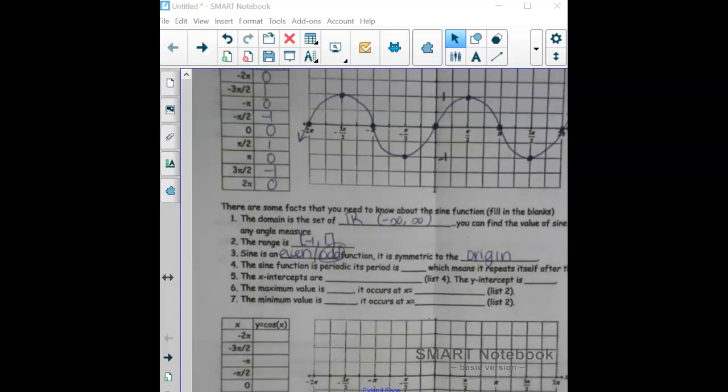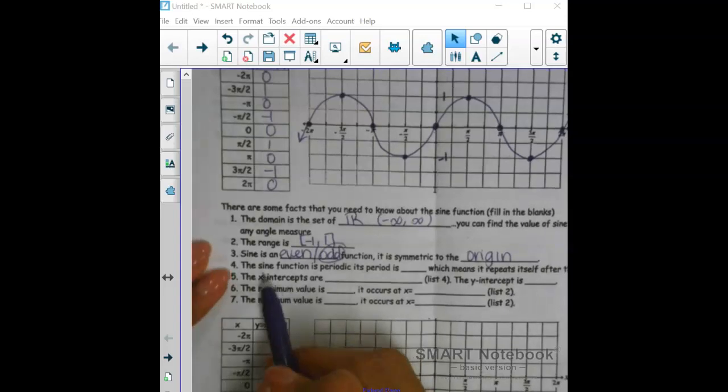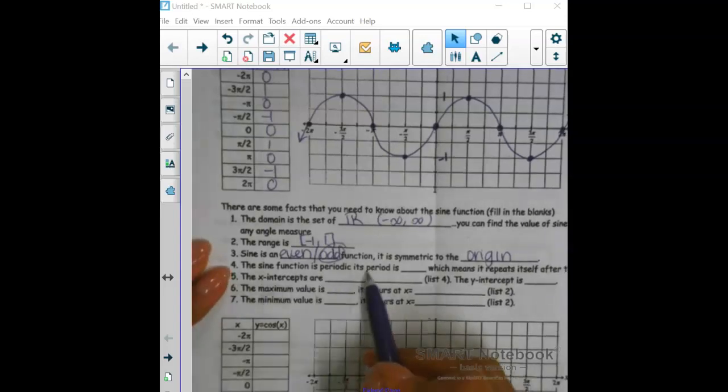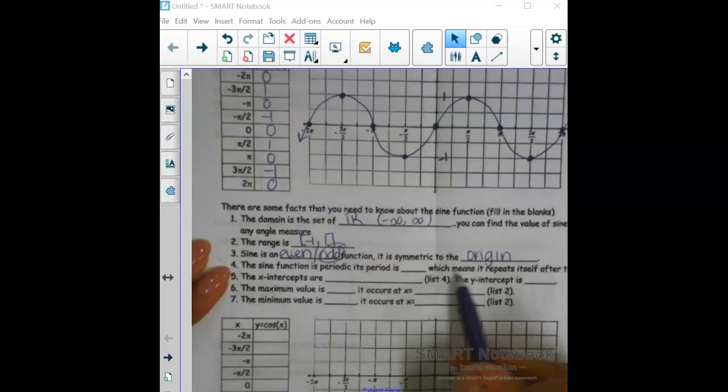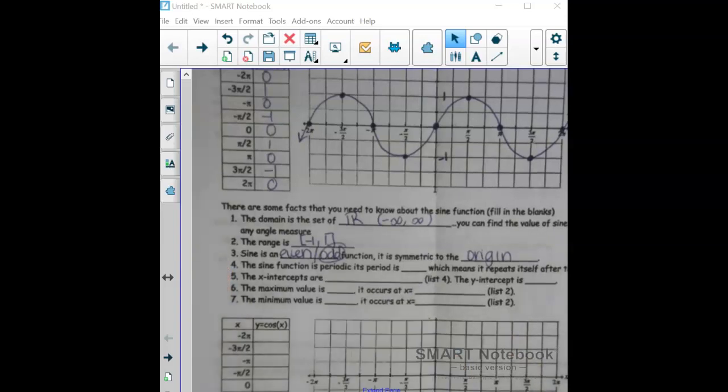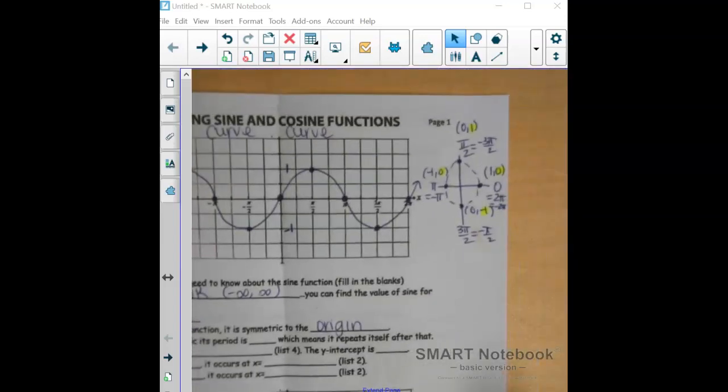This next one for number 4, this might be a little new for you. It says the sine function is periodic if the period is blank, which means it repeats itself after that. Okay, so there's a specific value that I need in this blank. A period means that after a certain number along the x-axis, that same curve will start to repeat itself. So we're going to break this up into little chunks.